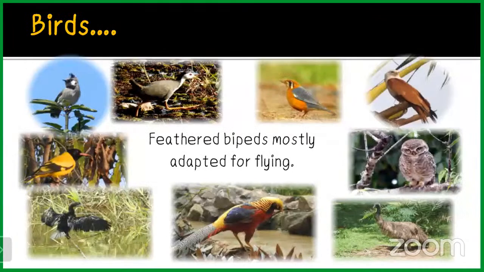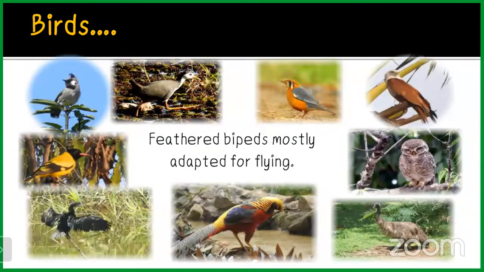When we talk of birds, we say that they are feathered bipeds, mostly adapted for flying. Here the term bipeds may be a bit confusing. It comes from two terms: bi, meaning two, and peds, meaning legs. So they have two legs. We all know that we have four limbs, one, two, three, four: two hands and two legs. But in our case we walk with two legs, so we are also bipeds. The birds are also bipeds because they walk with two legs, while the other two limbs are modified for flying, which in our case we use as our hands, right?